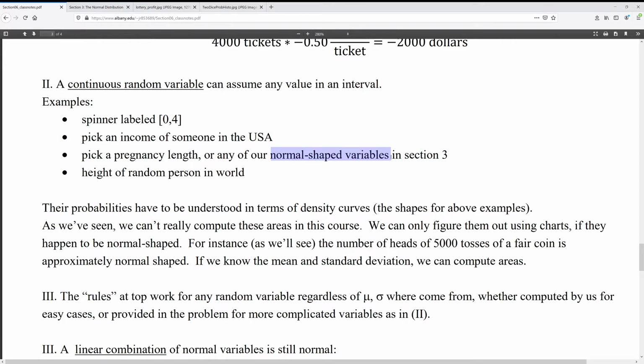Height of a random person in the world, probably normal-shaped as well, and so forth, and so on. Probabilities of continuous random variables have to be understood in terms of density curves, as we talked about in section 3. Nothing new here, except now rather than talking so much about how much of the whole qualifies, what percentage of people have an SAT score less than whatever, we're instead taking a probability spin on it. What is the probability that the person you pick has an SAT score less than whatever?